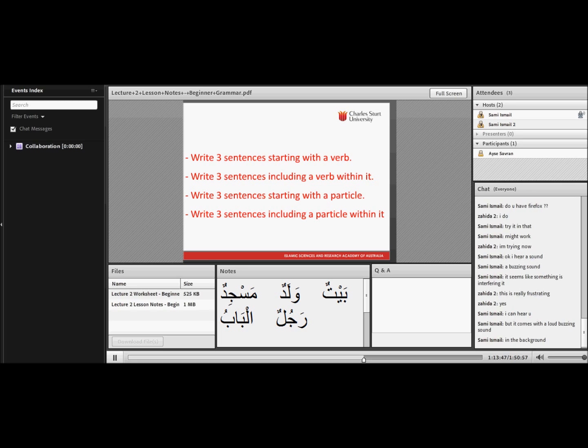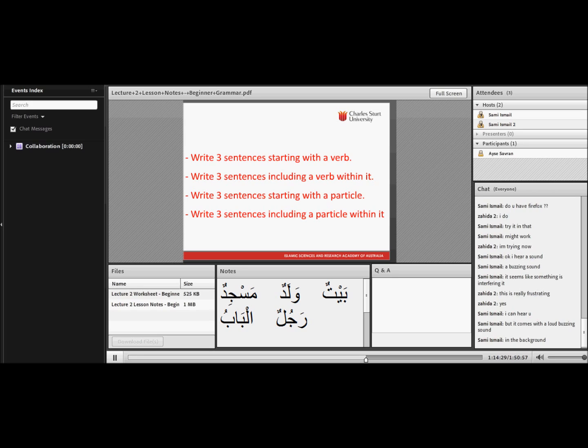Do you see this word baytun in the notes? House. Yes. A house. What's the meaning of waladun? Boy. Son. A boy. Yes. For now we can say boy, or son is correct as well. Next one. Can you read that? Masjidun is mosque. Rajulun means a man. Next one. Babu, door. Al-babu means the door.